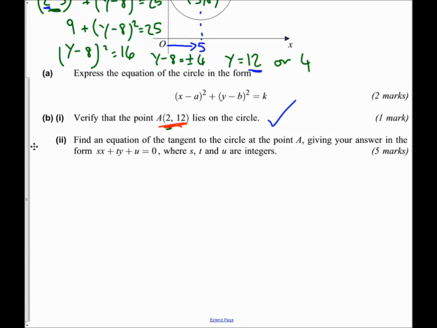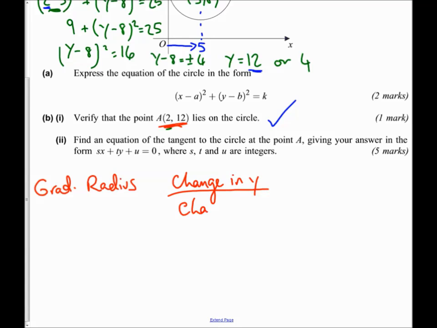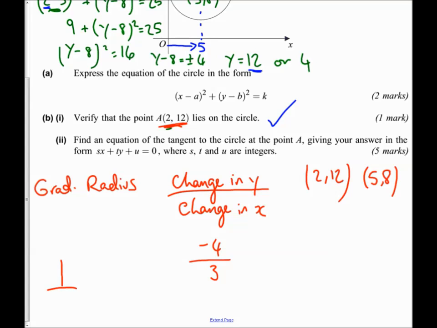So I'm going to do, looking at my radius, I can say that my gradient is my change in y over my change in x. And the two coordinates which I'm using are 2, 12, and my centre, which was 5, 8. So to go from 12 to 8, I'm going down 4, so I'm going to say minus 4. And to go from 2 to 5, I'm going up 3, so I'm going to say that the gradient is minus 4/3.